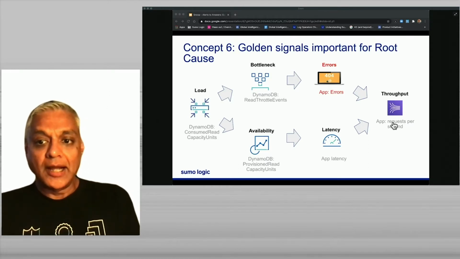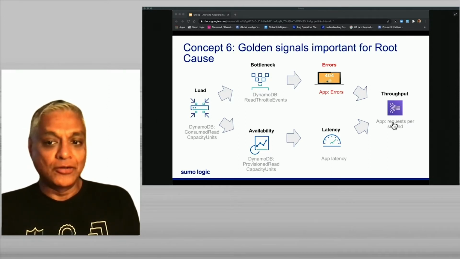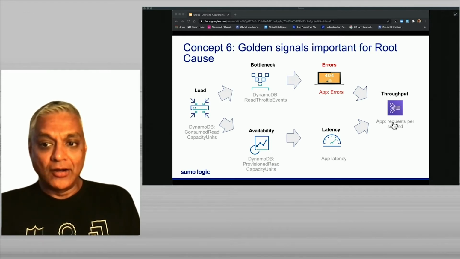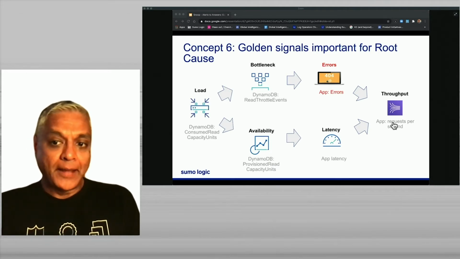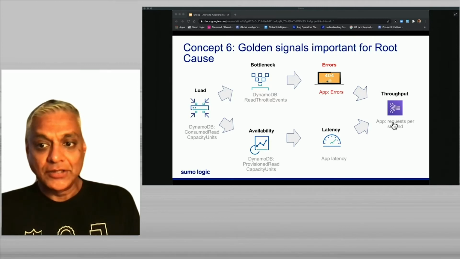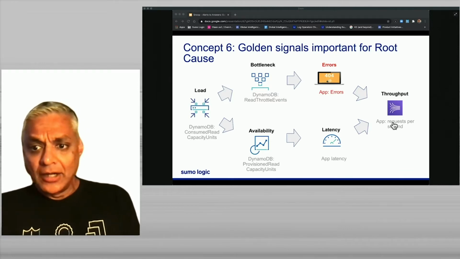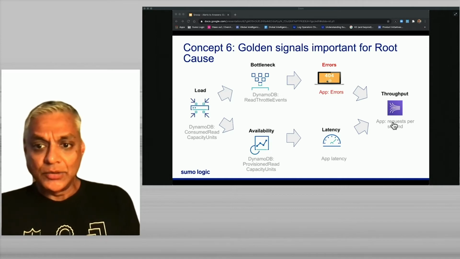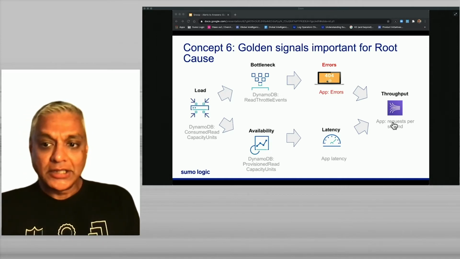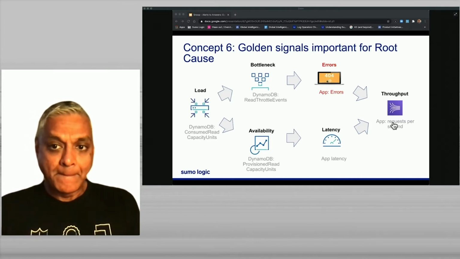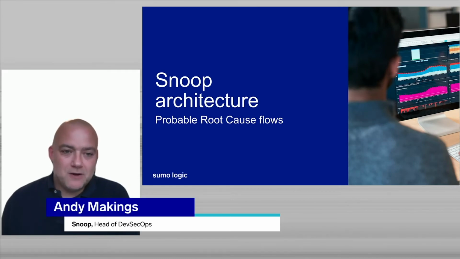Very shortly, Andy will walk us through a demo of Root Cause Explorer, an AI ops solution that embodies these 6 concepts to accelerate troubleshooting. But first, I want to hand this to Andy to cover Snoop's architecture with a particular focus on probable root cause flows in their environment. Thanks, Bashyam, and welcome to the Snoop architecture session and the demo. Let's get started.